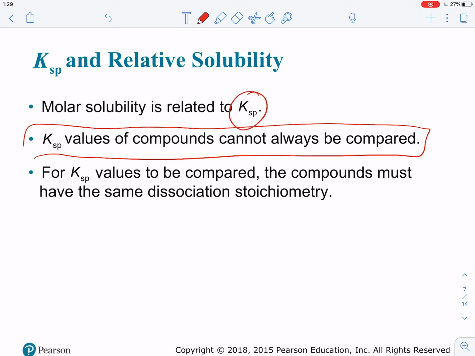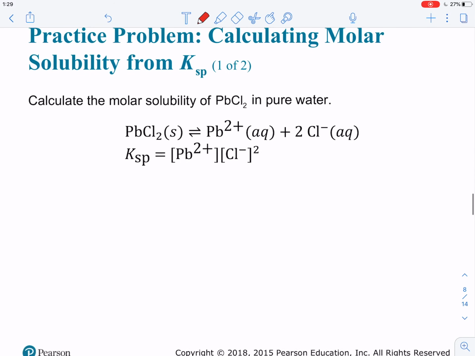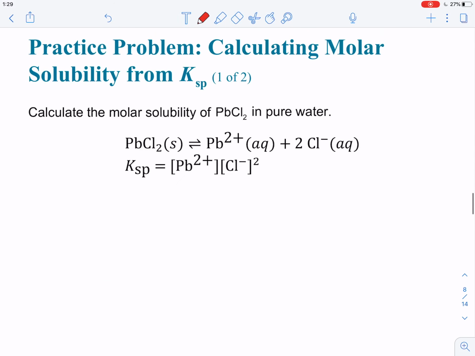So in order to compare, if you only have the values of Ksp, in order to compare which ones are more soluble than others, then you have to calculate the molar solubility. And you can perfectly do that if you have the Ksp. Okay? So in this particular case, we have lead chloride, and we want to know what is the molar solubility of lead chloride. So one of the things that we have to calculate this, because we don't have any number in this problem, right? So that means you need Ksp.